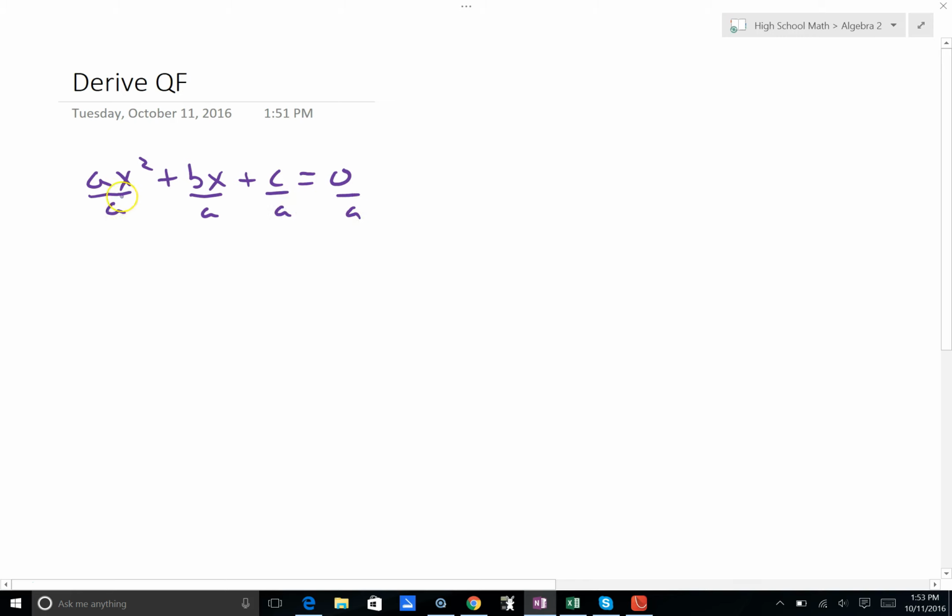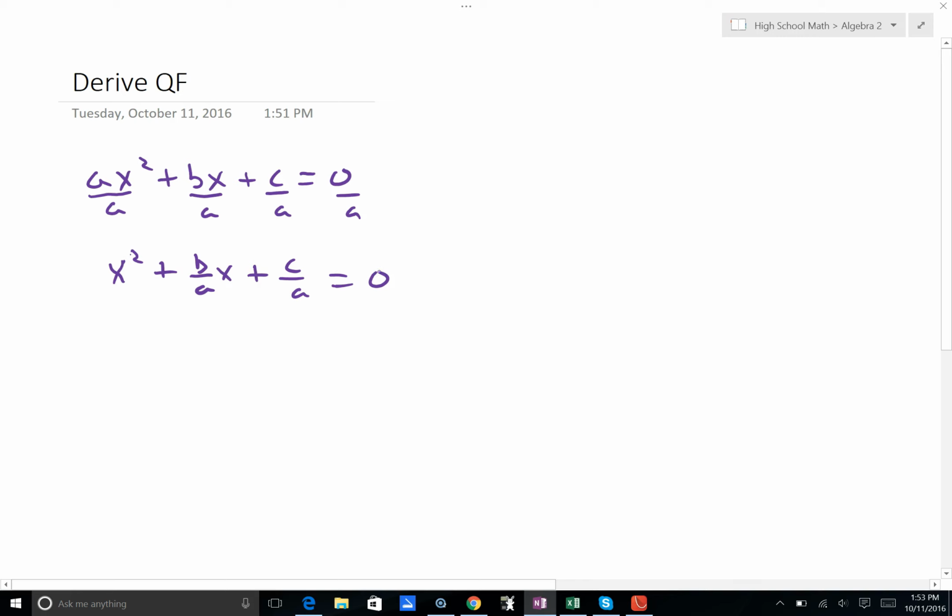Well, a divided by a will leave us x squared. b over a, we'll write that as the fraction b divided by a times x. c over a is a constant, we'll leave as c over a. Well, 0 divided by anything is 0.